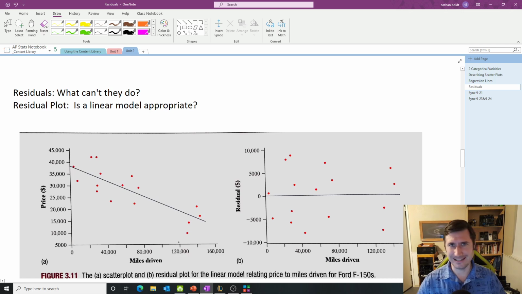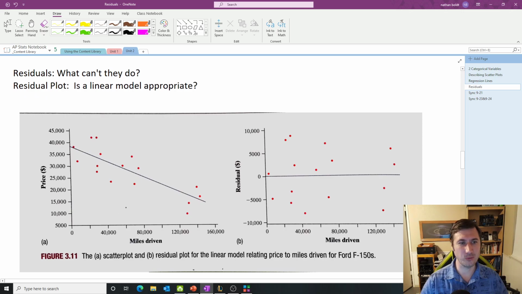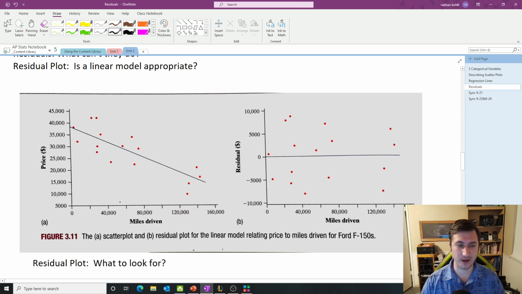All right, back to residuals. What can they do? They can do at least two more things. The next thing is if you take those residuals and you graph the residuals, what that's going to help us to do is to determine, is a linear model appropriate? All right, so first, what does it look like if you graph residuals? So remember, the residual is this distance right here. Well, what if I took that distance, that value, and I graphed all of those values?